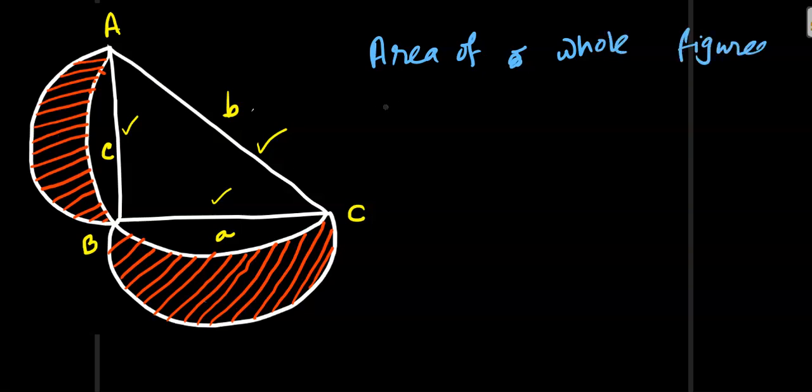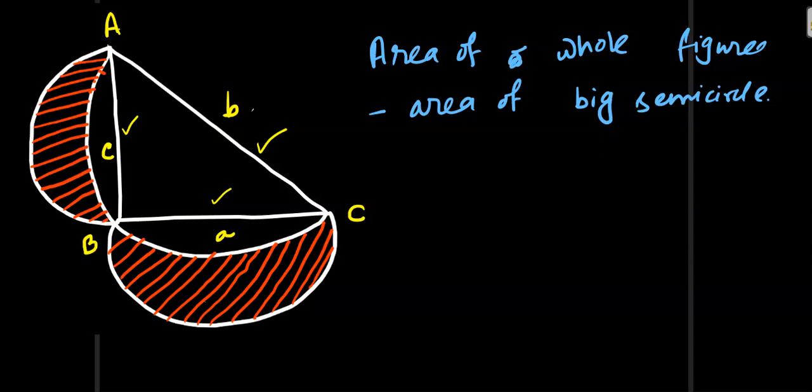So we have to find the area of these two regions. So how can we find these two areas? That can be found by taking the area of the whole figure minus the area of the big semicircle.